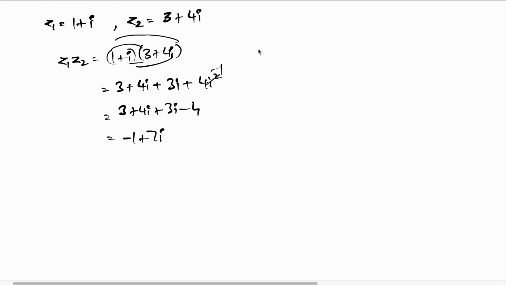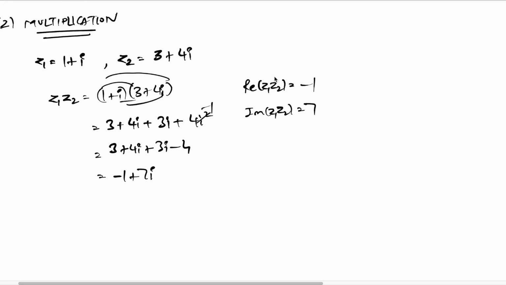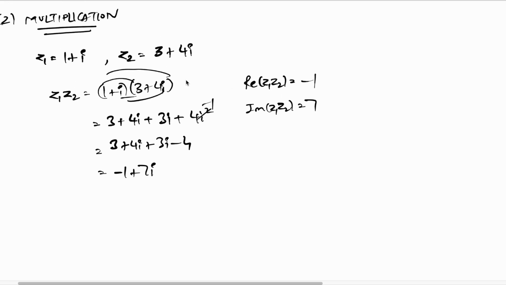So for the complex number z1 into z2, it's minus 1 plus 7i. The real part is minus 1 and the imaginary part of z1 into z2 is 7. So this is basic multiplication of complex numbers.